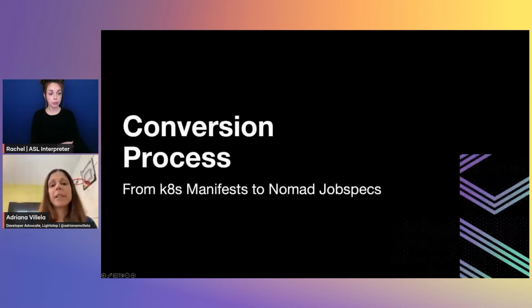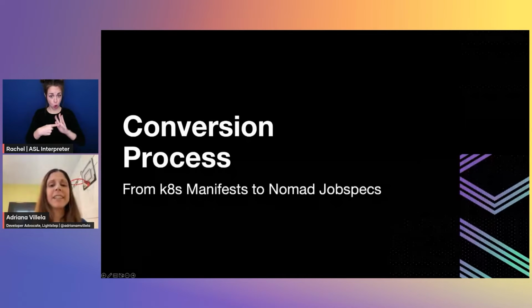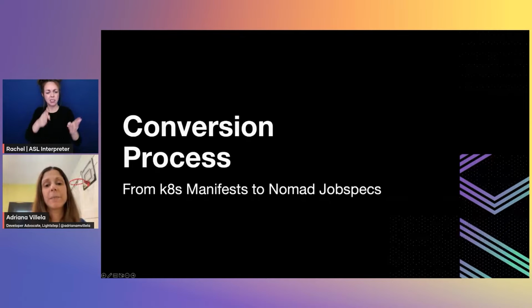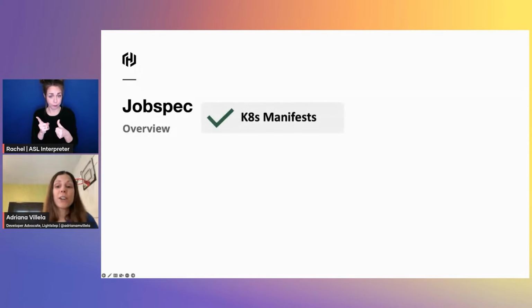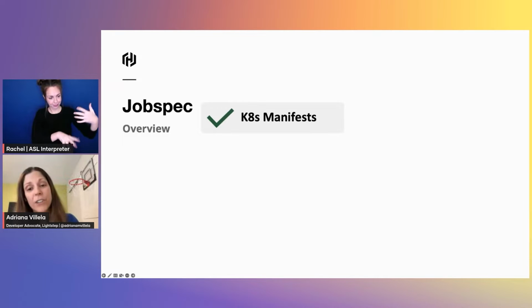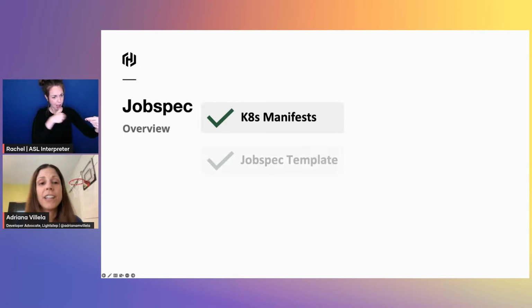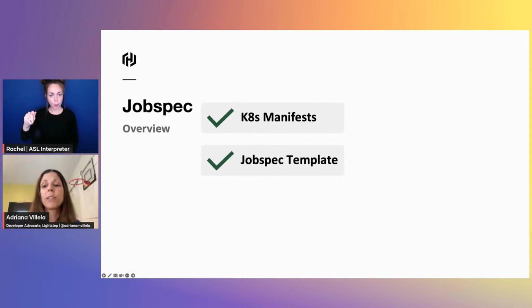So now that we've established some common language, let's dig into the conversion process. In order to convert a Kubernetes manifest into Nomad, you need to do the following. Well, first, you need to start out with the Kubernetes manifest that you'll be converting. Next, you need a job spec template, which is where you'll plug the data from your Kubernetes manifest into.